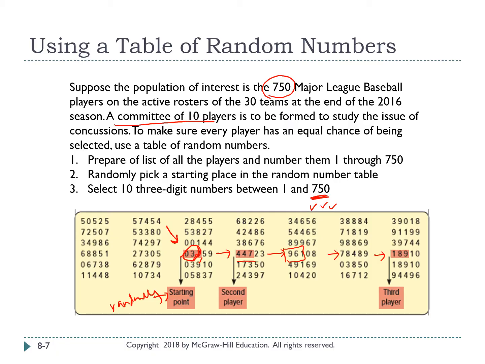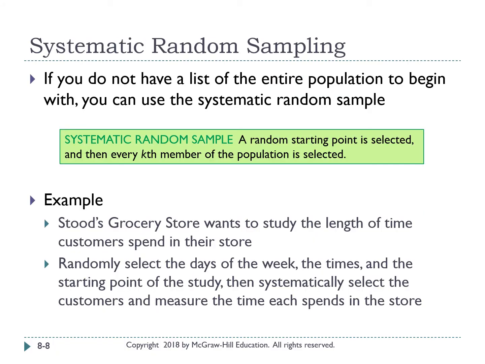In the previous example, we have a list of 750 players, and out of the 750 players, we will select 10 players randomly. But what happens if you don't have the list of the entire population to begin with? How can you sample your population randomly? In this case, you can use systematic random sampling.